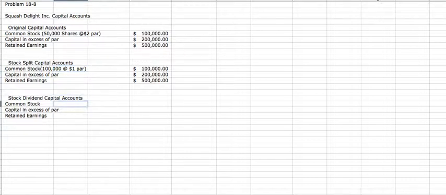Alright, now we have a stock dividend. It says show the effect on the capital accounts of a 10% stock dividend. In other words, we're issuing 10% more shares in the form of a dividend. So what ends up happening is we have to keep in mind what price the stock is selling at when we figure this out.